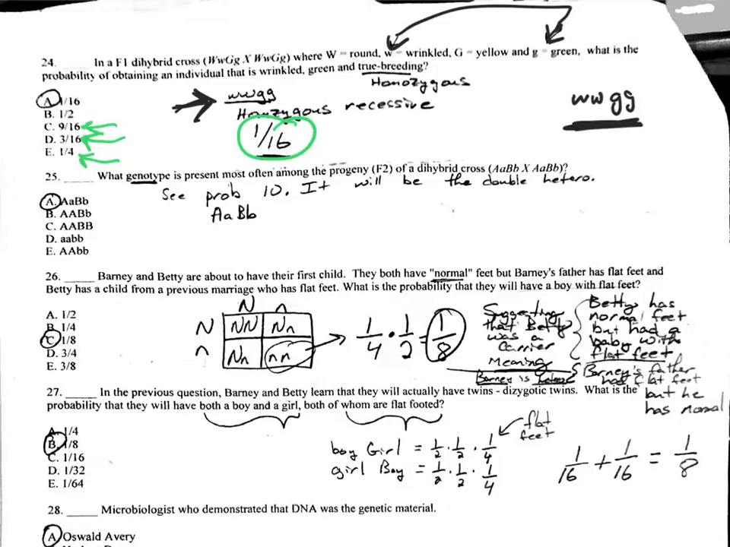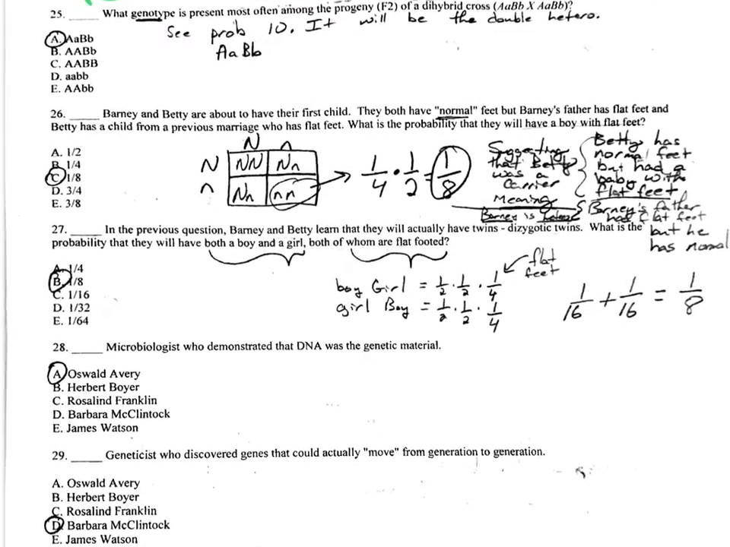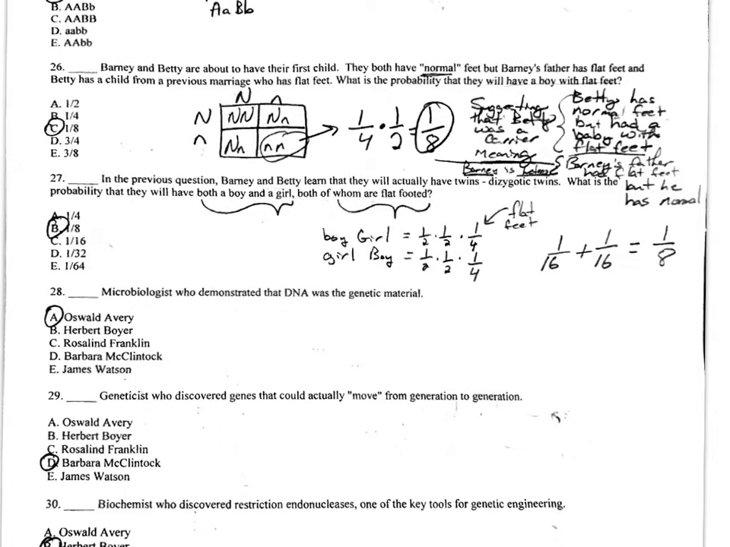Barney and Betty are about to have their first child. They have normal feet, but Barney's father had flat feet, and Betty has a child from a previous marriage who had flat feet. What is the probability that they will have a boy with flat feet? Well, you know what would have helped? If you did a pedigree first.